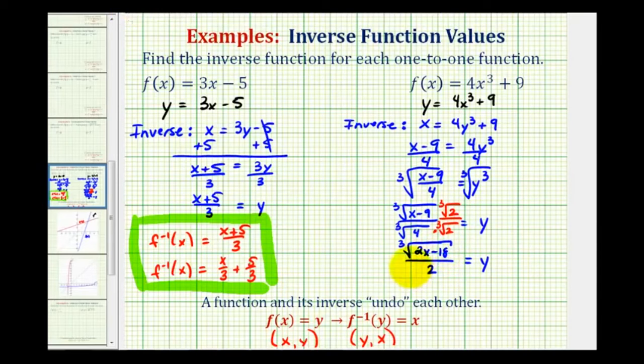And now we'll go ahead and replace y with f inverse. So f inverse of x is going to be equal to the cube root of 2x minus 18 divided by 2.